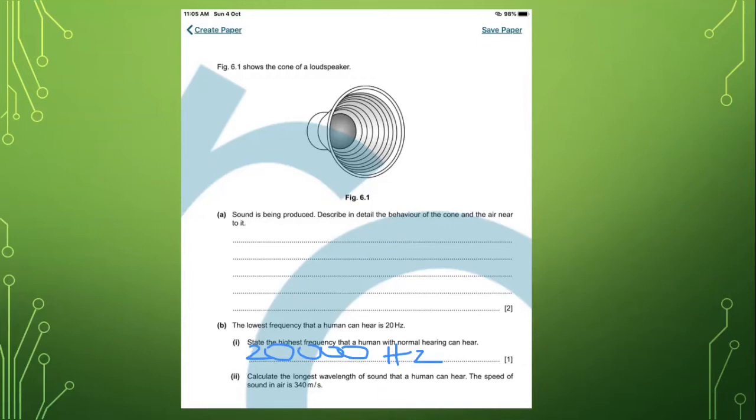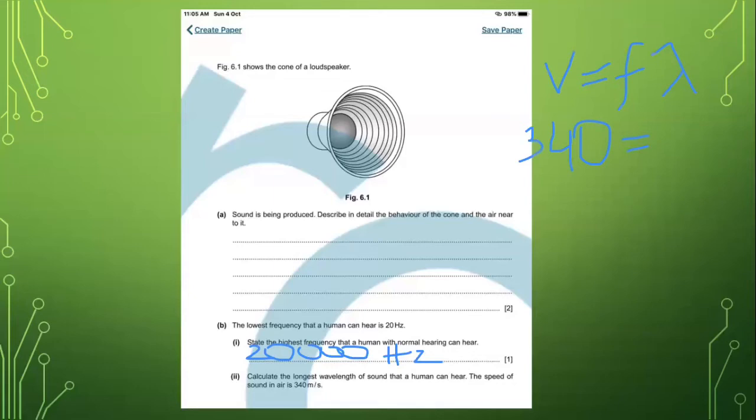Now, as they're asking the wavelength, and in the part before it we have been given the frequency as well, then we know that we need to use the formula v equals f lambda, which is frequency multiplied by the wavelength. We are given the sound speed as 340, and we need to find out the wavelength. Now we are given two frequencies. The first is 20 hertz, that's in the question, and the second that we have written is 20,000 hertz.